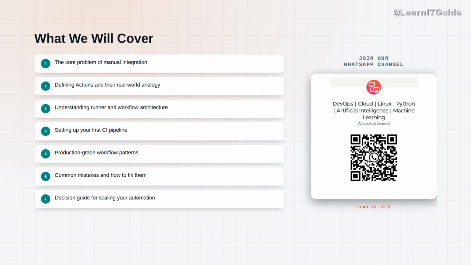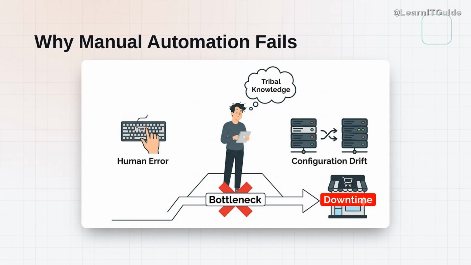Let us get started. So why is manual deployment such a risk? It creates a bottleneck where one engineer becomes the single point of failure. If they are sick or away, nobody can ship a hotfix. Worse, manual steps are prone to human error. You forget one environment variable, or you run a migration in the wrong order, and suddenly your e-commerce site is down during a flash sale. That is the reality without automated pipelines.